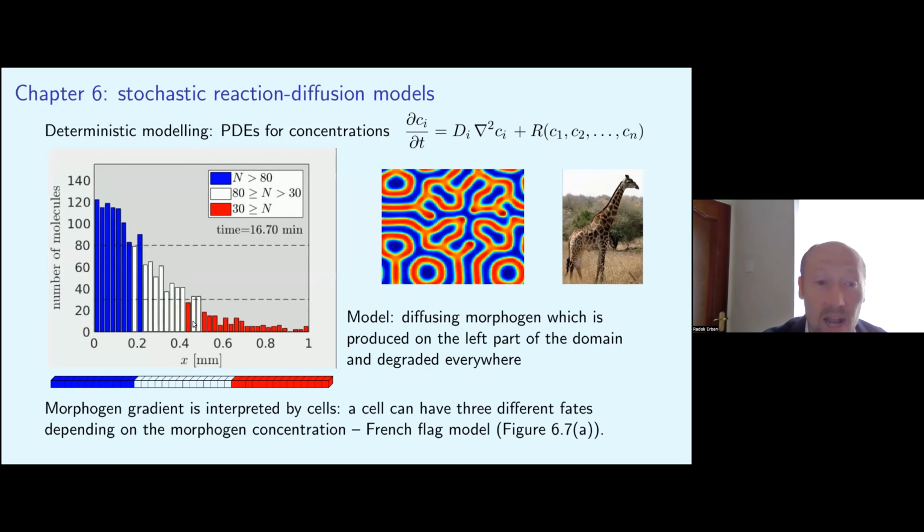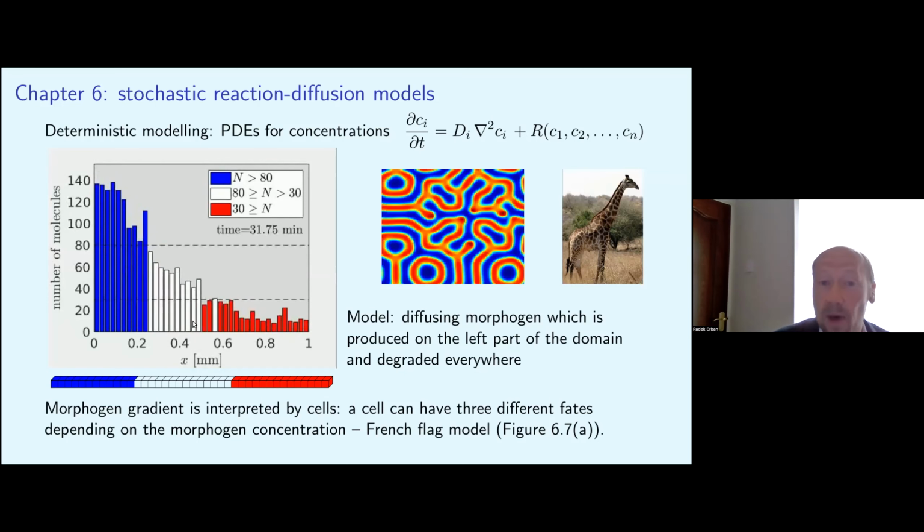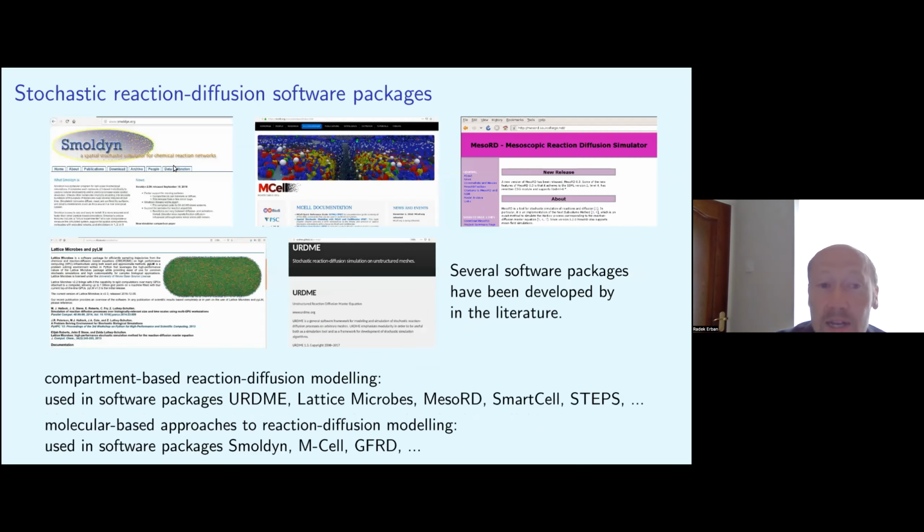So that's what one tries to get through stochastic reaction diffusion modeling, and how to actually model this in the computer. There are different ways to do this. I'll highlight two main approaches. If you are interested in modeling biological systems, all these approaches have been coded in different software packages, and you can find many of them online. Some of them are better supported than others, but they are available in the literature.